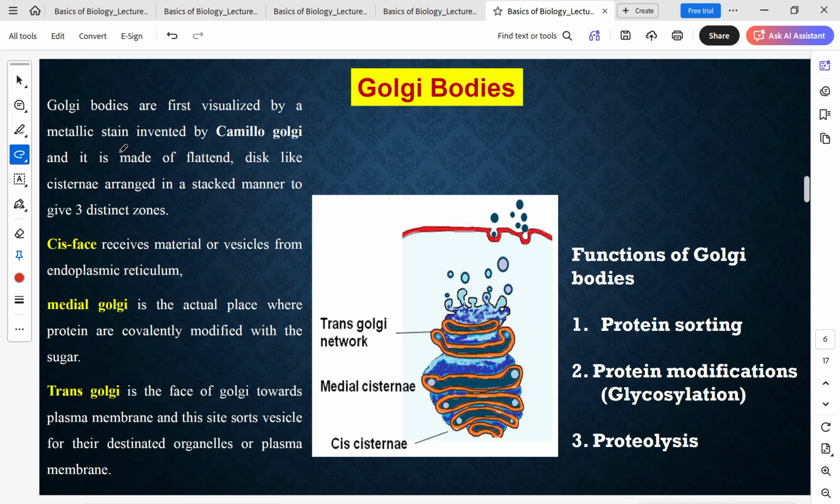Golgi bodies were first visualized by Camillo Golgi. It's essentially a stack of flattened disc-like cisternae, and there are three distinct zones. The cis phase receives the material from the endoplasmic reticulum. The medial Golgi is the place where the actual processing happens, and the trans Golgi forms the vesicle for shipping out to the destined organelles or plasma membrane. So Golgi bodies are responsible for protein sorting at the trans Golgi, protein modification such as glycosylation in the medial cisternae, and proteolysis by formation of endosomes.